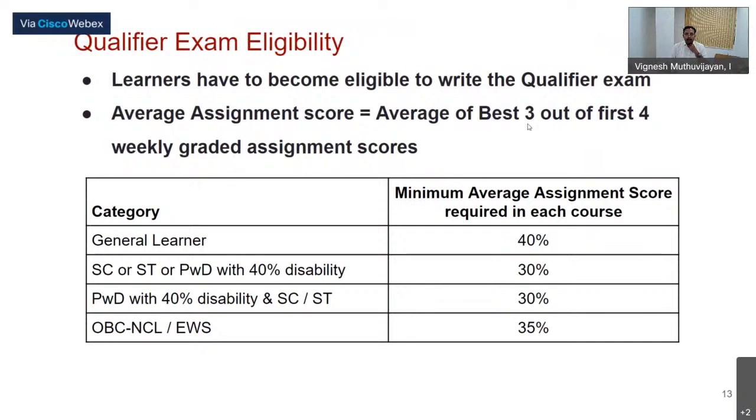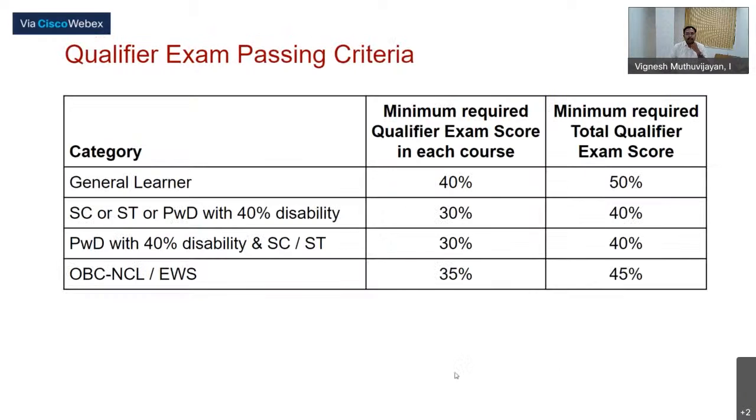We recommend that you submit all the 4 assignments, but we will be taking the best 3 out of the 4. These 4 assignments will help you prepare for the exam as well. So please submit all 4 and make sure you become eligible for the qualifier by scoring these average assignment scores. And upon qualifying, you will be appearing for the qualifier exam on the 30th of January.